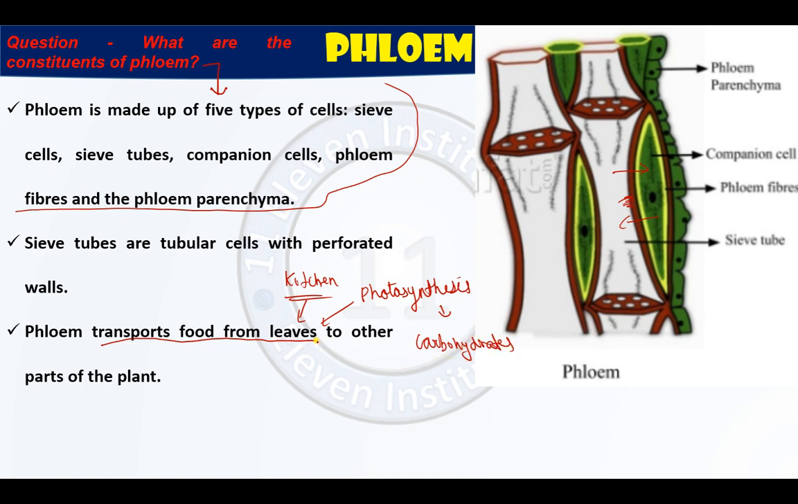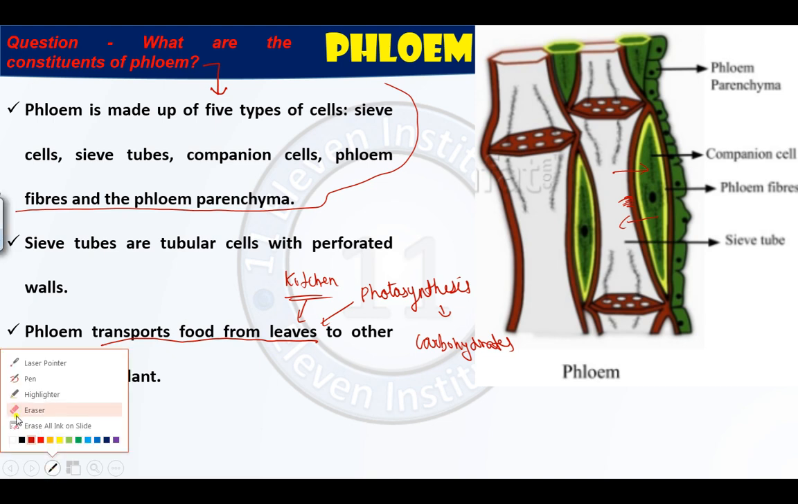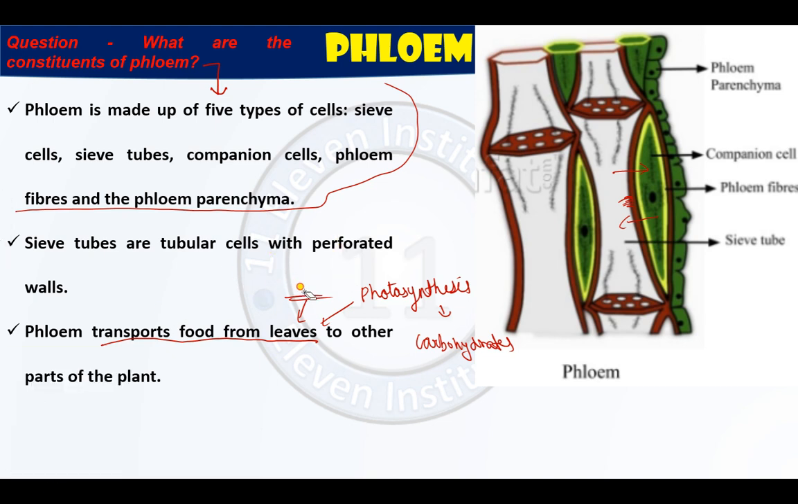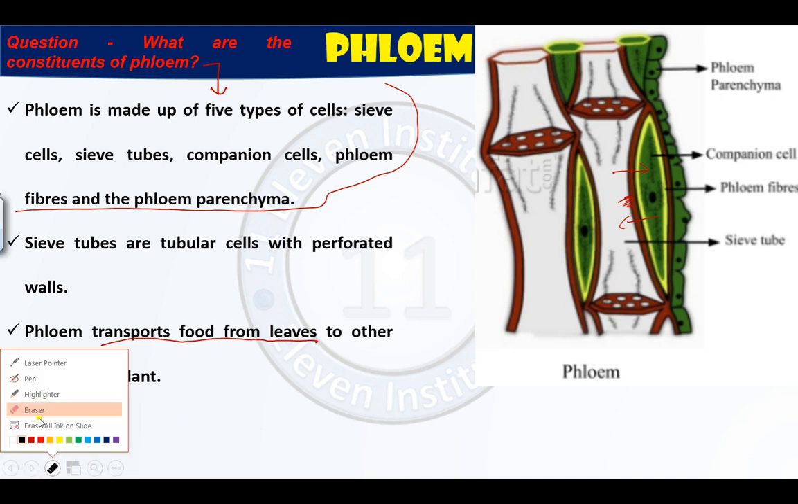Fine. So the food of the plant that is prepared inside the leaves is transported from the leaves to different parts of the plants, right? This job of transportation of food materials that are prepared inside the leaves and then transported to different parts of the plants is performed by phloem.